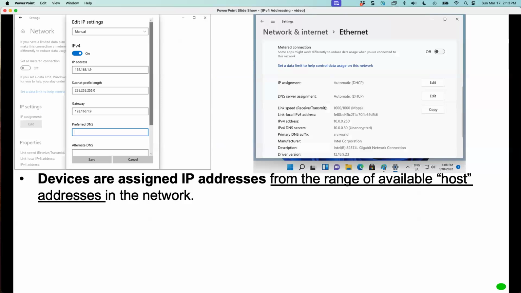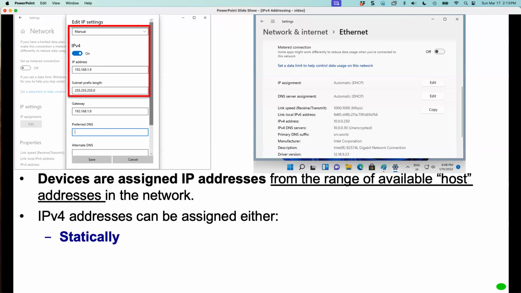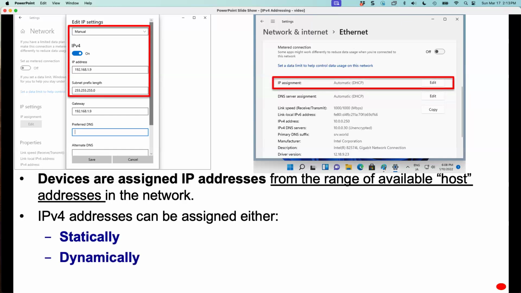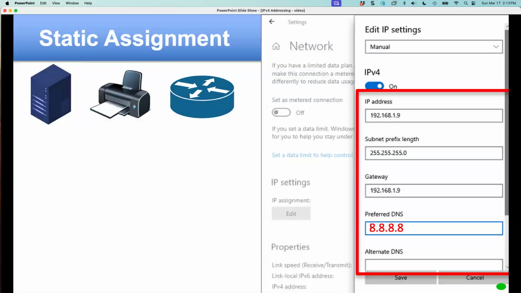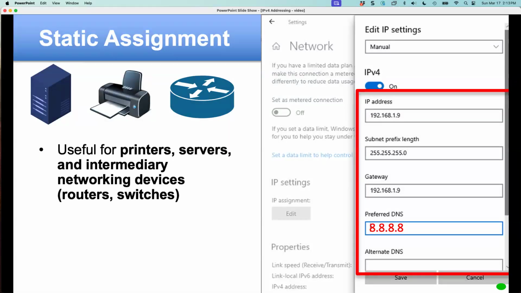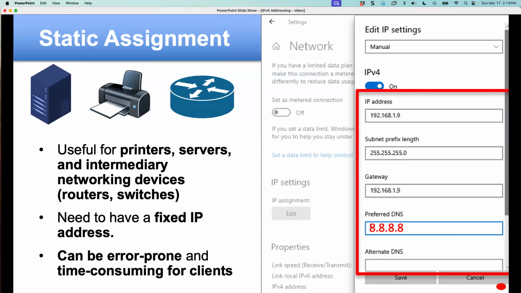All right, so how do devices get IPv4 addresses? They can be assigned either statically or dynamically using DHCPv4 for IPv4. Static assignments are usually for, well, not all printers. I have one printer at home that has a static address, and I have another one that receives it dynamically. But we typically use it for servers, routers, things that need to have a fixed IP address.